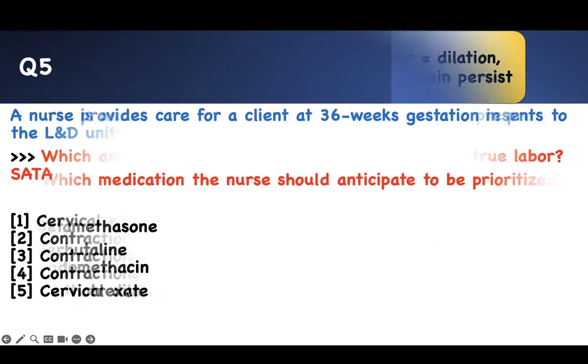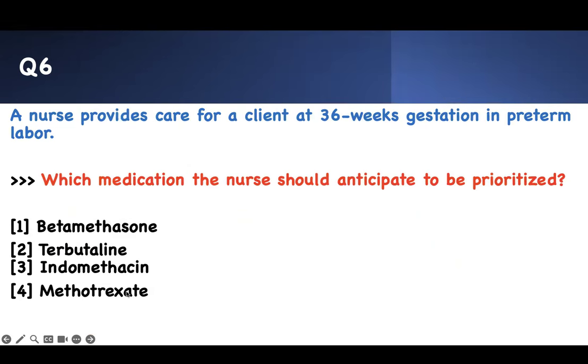Let's go. Number 6, are you ready? Let's get going. Which medication should the nurse anticipate to be prioritized? This is a test-taking strategy, but I'm going to give you some content, and I want you to take a pen and paper. There's so many ways you can answer it. I know the answer choice you pick, but there's a concept here. Write it down. A nurse provides care for a client at 36 weeks gestation in preterm labor. Which medication should the nurse anticipate to be prioritized?